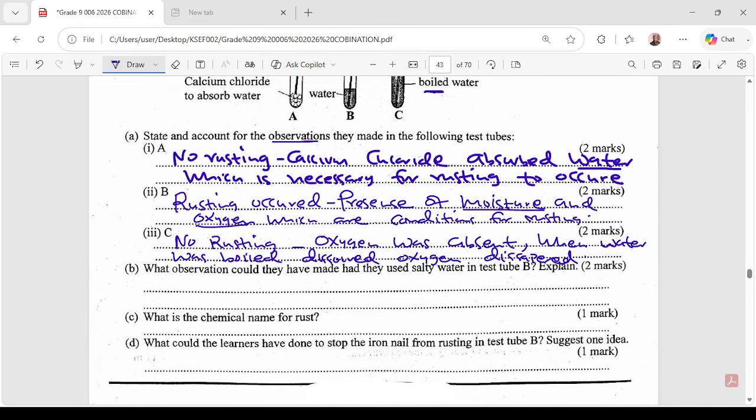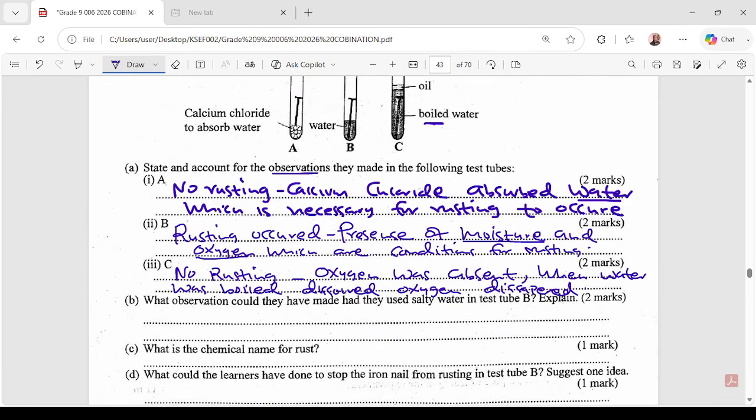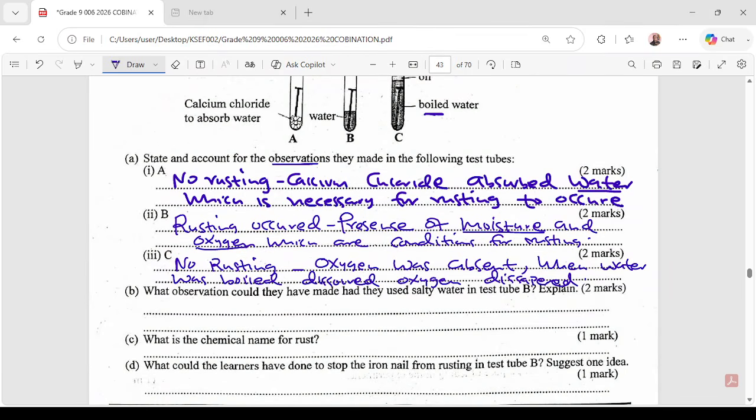What observation could they have made if they used salt water in test tube B? Explain. If salt water was used, rusting would be intense, or the intensity of rusting will increase. Reason, salt accelerates chemical reactions. That is rusting.